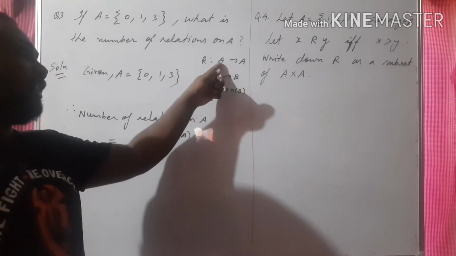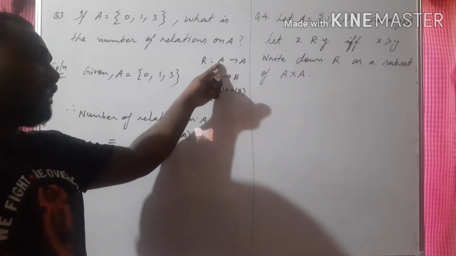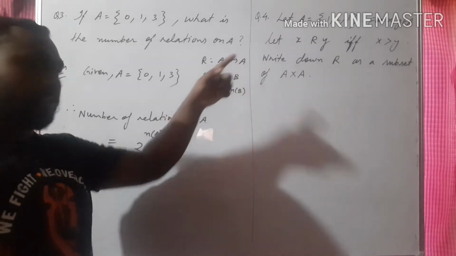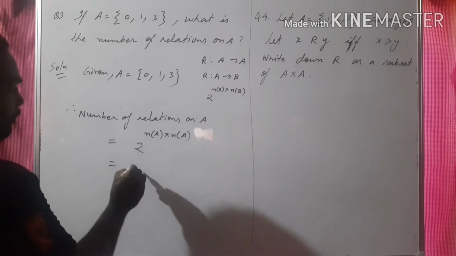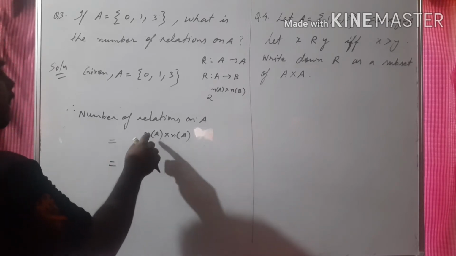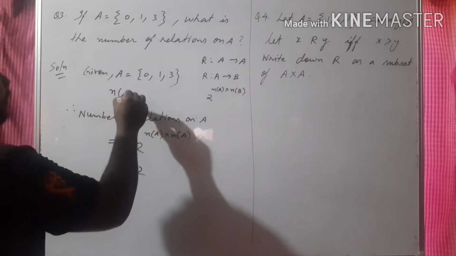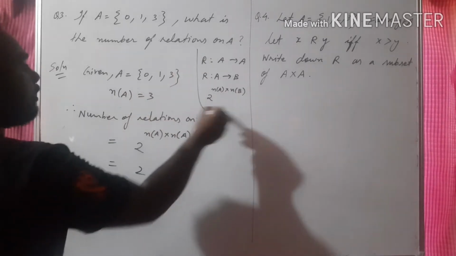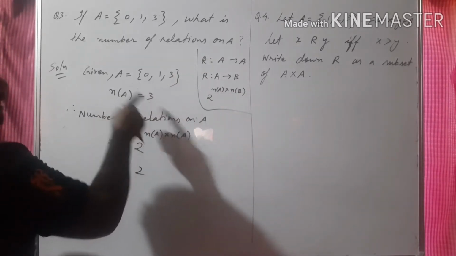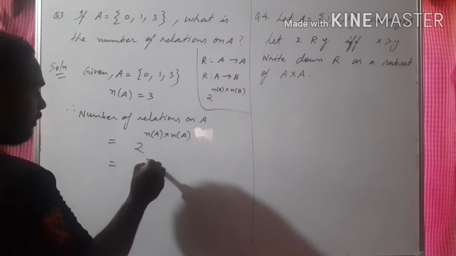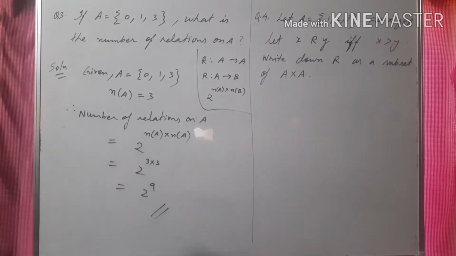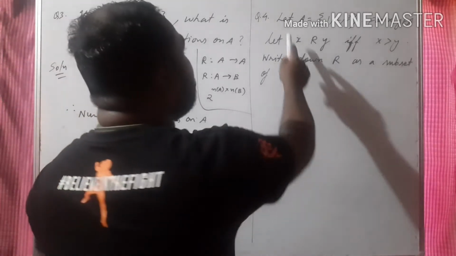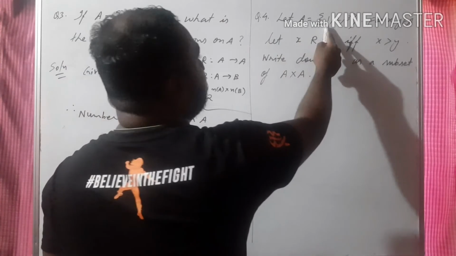So here, in place of A I have A only, and in place of B I have A. That's why in both the cases I am writing A only. So you will do 2 to the power, cardinality of A is how much? 3 here. Okay, cardinality of A is 3, so it will be 3 into 3, so I will get 2 to the power 9.